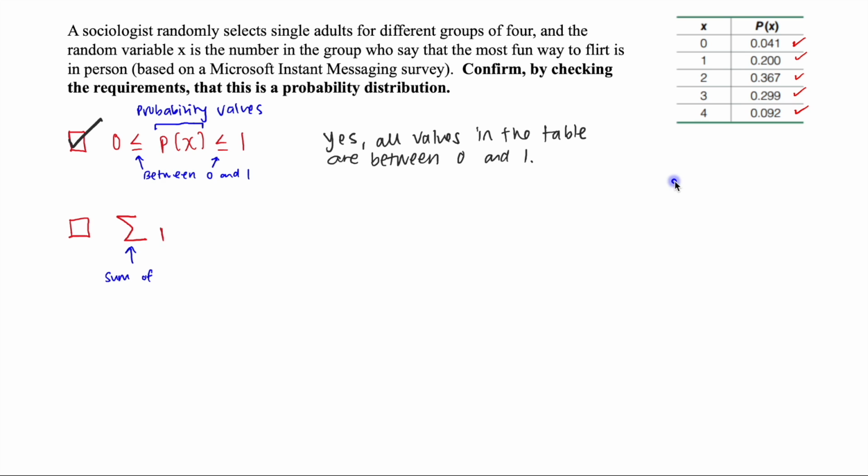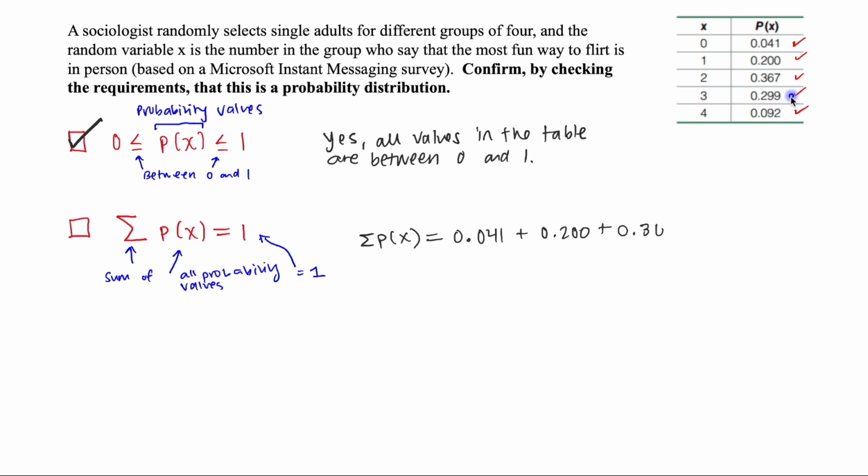The second thing that we need to check is that we need to make sure that the sum of all of the probability values is going to be equal to 1. So what you're going to need to do is grab your calculator and add up each one of these values right now, and confirm that it's equal to 1. If you pause the video real quick and type that on the calculator, you're going to see that you actually get 0.999.